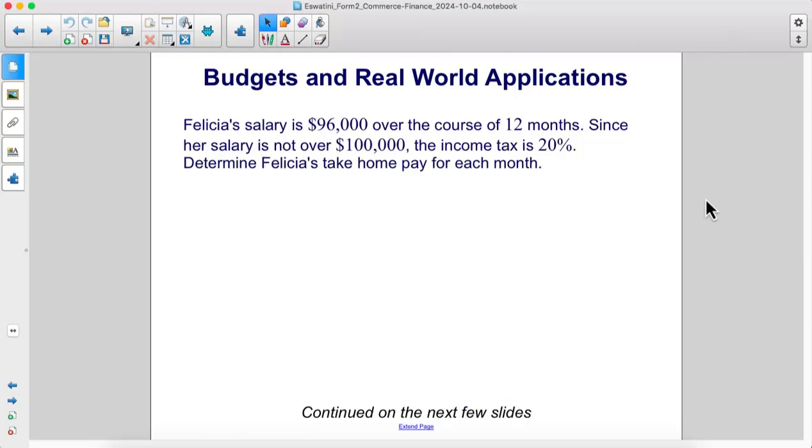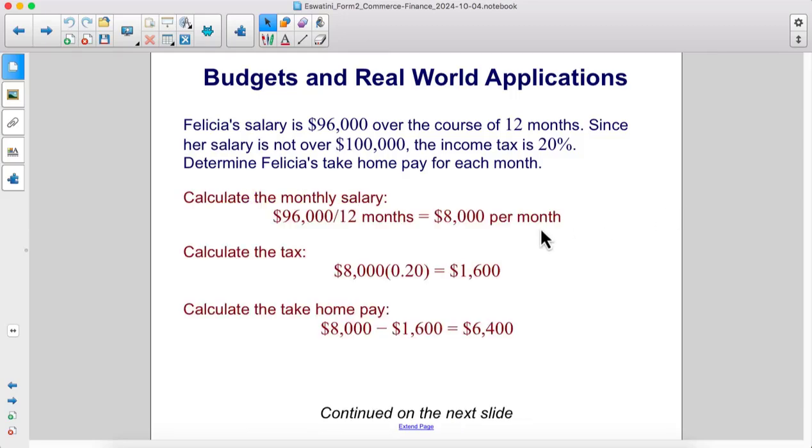Felicia's salary is $96,000 over the course of 12 months. Since her salary is not over $100,000, the income tax is 20%. Determine Felicia's take-home pay for each month. The first step is to calculate the monthly salary by dividing the yearly salary by 12, because there's 12 months in a year. So she makes 8,000 per month.